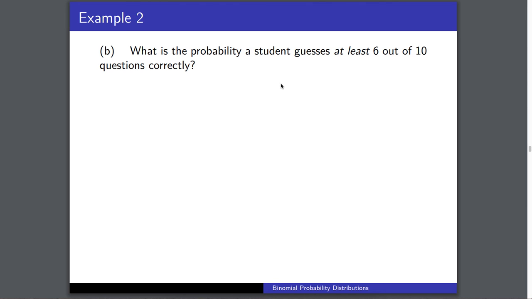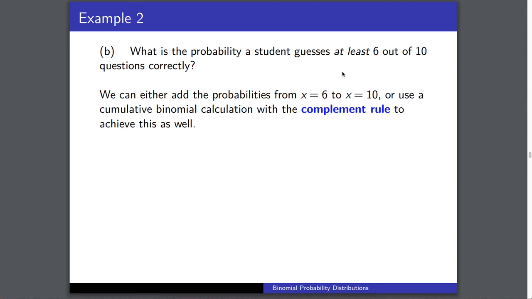So, in this case, getting at least 6 out of 10, if 60% is passing, anything higher than that will also be passing. So let's see what the student's chances of getting at least 6 out of 10 questions correctly are. That means we could find the probability of getting 6, which we just did, but then we'd have to add to that getting 7 right, getting 8 right, getting 9 right, and then getting 10 right. Or rather than do that, we can use a cumulative binomial calculation with the complement rule to achieve this as well.